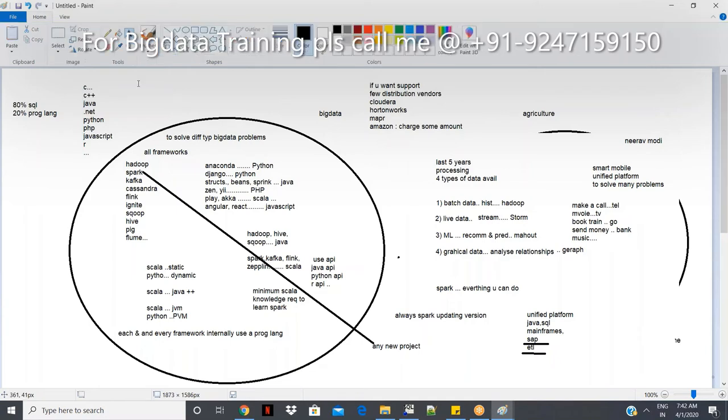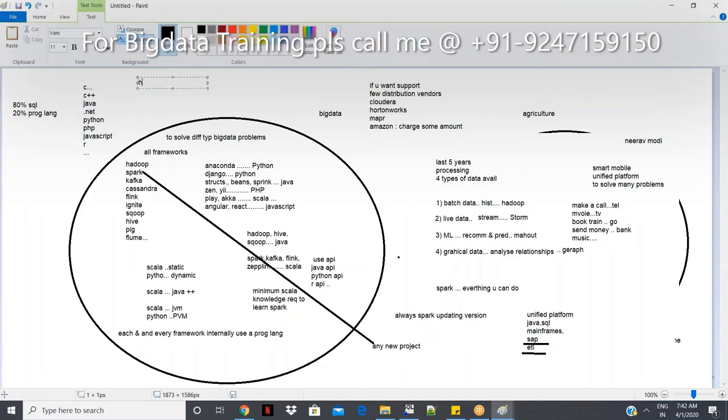Okay. In the same way in big data, what happened? The first introduced framework is called Hadoop. After Hadoop, Hive came into the picture, Sqoop came into the picture, Pig came into the picture, Kafka came into the picture, Cassandra and HBase came into the picture, next Spark came into the picture, next Kafka, all these technologies came into the picture.